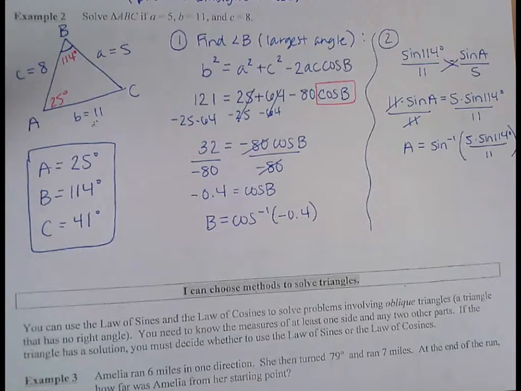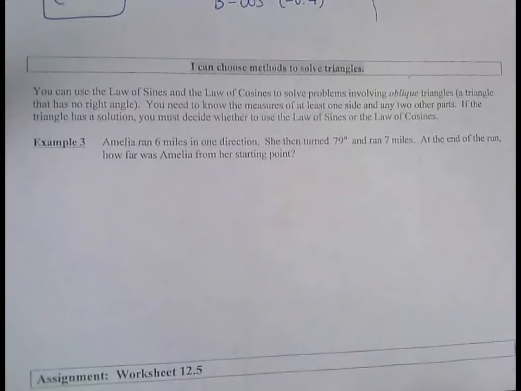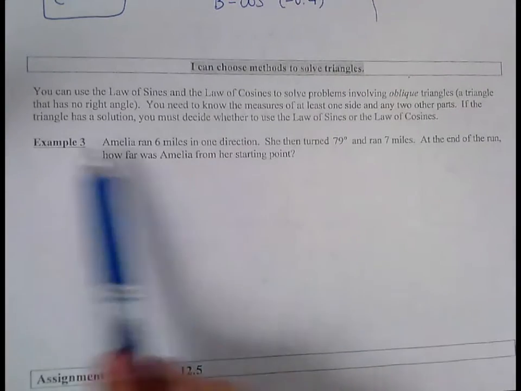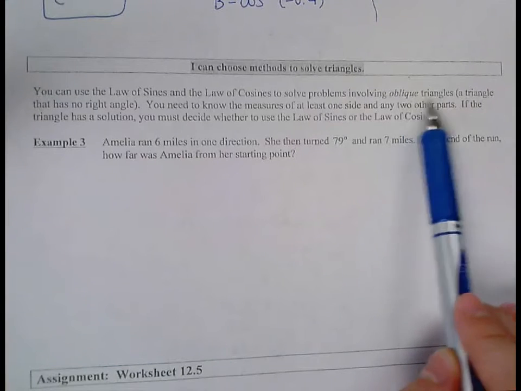Yep. Okay, so then the last example, this is where, notice the I can statement, I can choose methods to solve triangles. So this is where you'd have a triangle or you'd set up a triangle and then you have to determine what method should be used to solve for what you're looking for. And you might even have a problem that doesn't require you to find everything that's missing. You're just either looking for one side or one angle. So it does say you can use law of sines and law of cosines to solve problems involving oblique triangles.